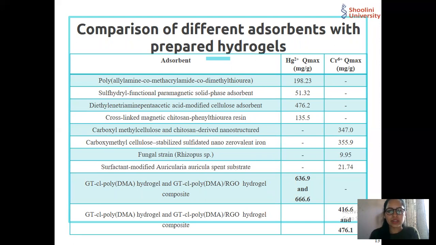Here is our comparison table, which shows a comparison of different adsorbents with the prepared hydrogels. We found that the adsorption capacity of our sample is much better than the other reported samples. From here, we can also see that the adsorption of mercury ions is much higher than the adsorption of chromium ions.